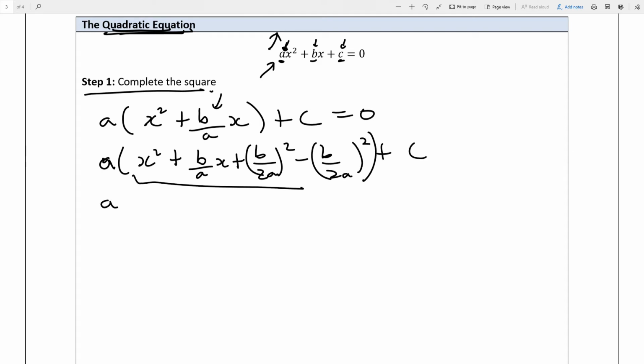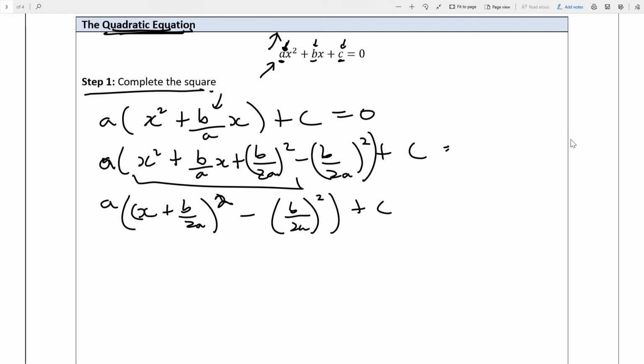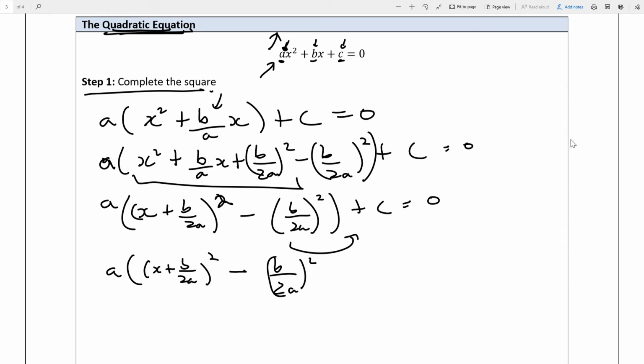Now we're going to factor the first three terms inside the brackets: x plus b over 2a squared, minus b over 2a squared, plus c. We're going to take this out of the brackets: a times x plus b over 2a squared, minus b over 2a squared times a, plus c is equal to 0. Take rid of that bracket there.